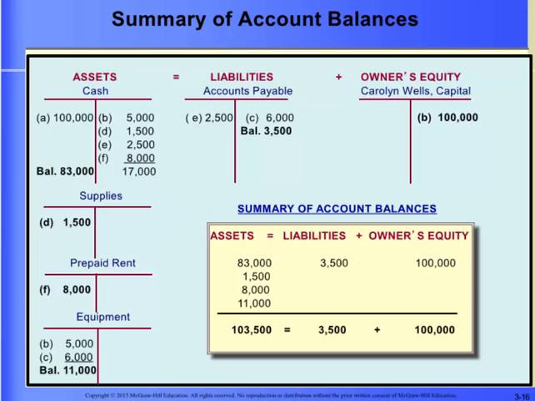Here is a visual presentation of the T accounts and their balances at the end of the month. Notice that the total of all the asset account balances equal the total of the liabilities and owner's equity.